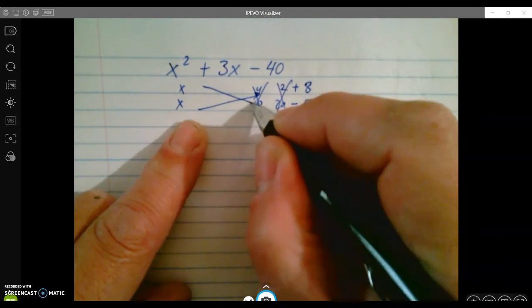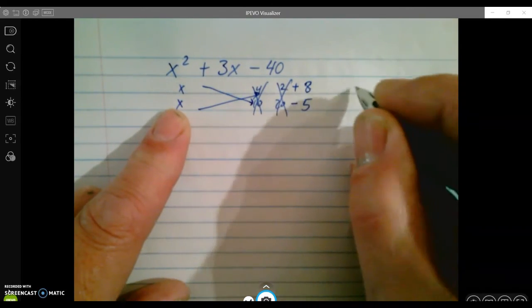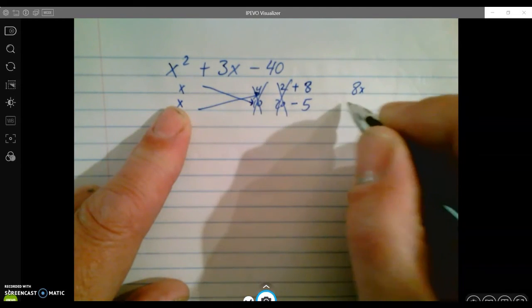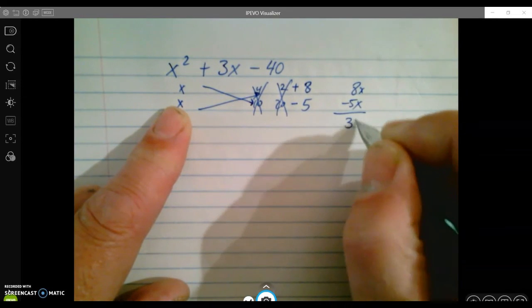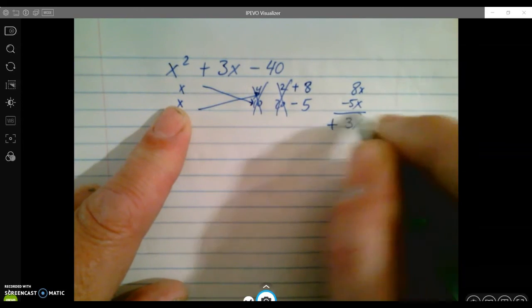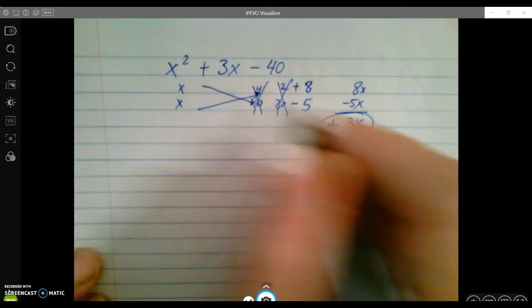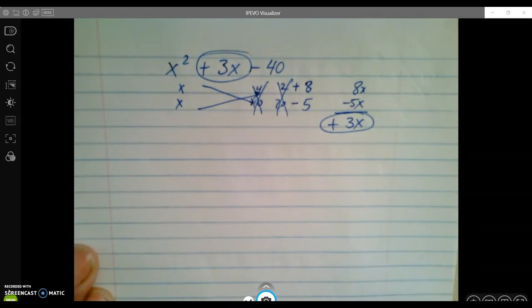what will happen when we check the cross multiplication? X times 8 will give you 8x. X times minus 5 will give you minus 5x. Oh, wait, that is correct. That gave us a plus 3. There we go. That's what we needed in the middle.